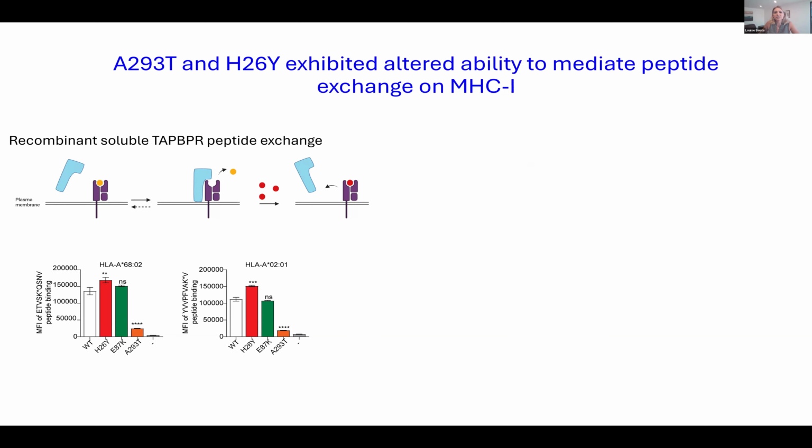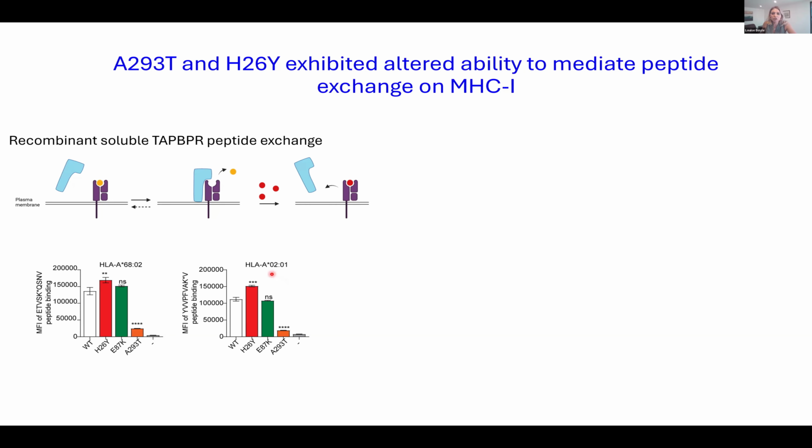So following on this, we wanted to understand how these 2 natural variants fare in the peptide exchange assays. So to test this, we turned back to our recombinant TAPBPR assay system and asked, how do the 2 variants perform in these exchange assays? And what we found is that when we use this recombinant soluble TAPBPR, the A293T variant with the glycan and its reduced binding to class 1 didn't perform peptide exchange very well. So it was very, very weak at performing peptide loading onto MHC class 1 molecules.